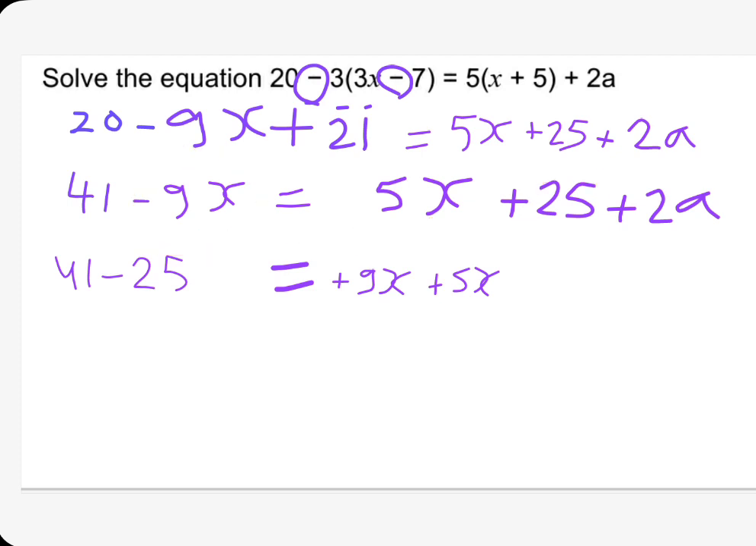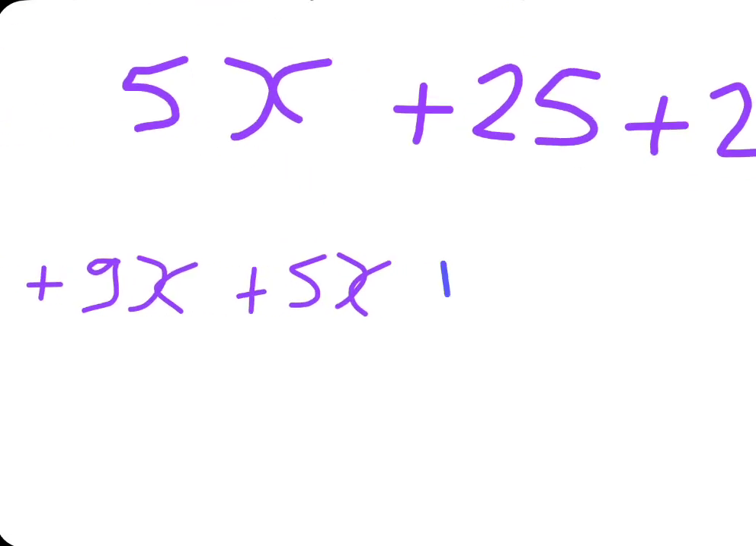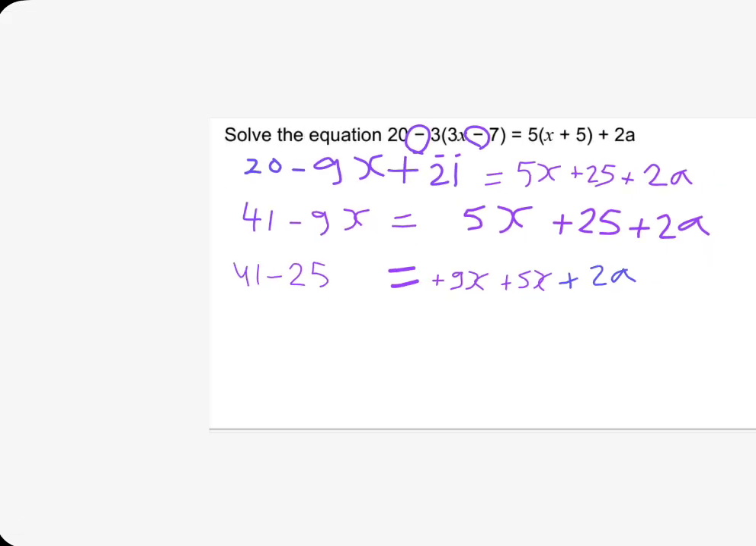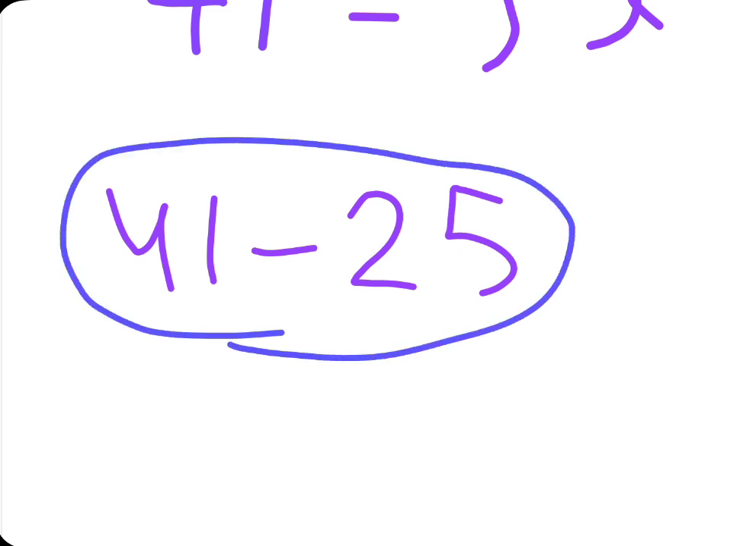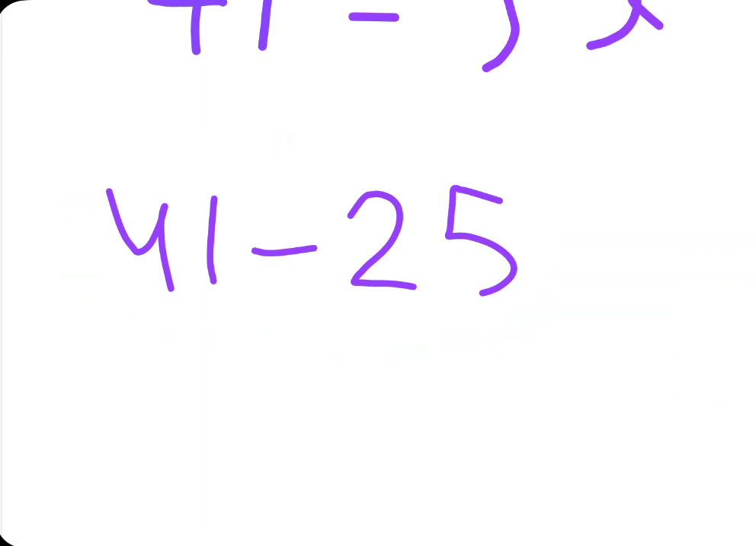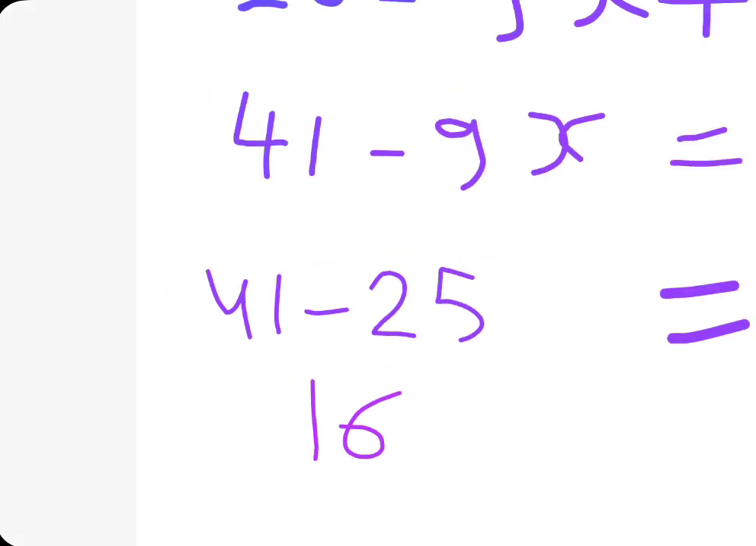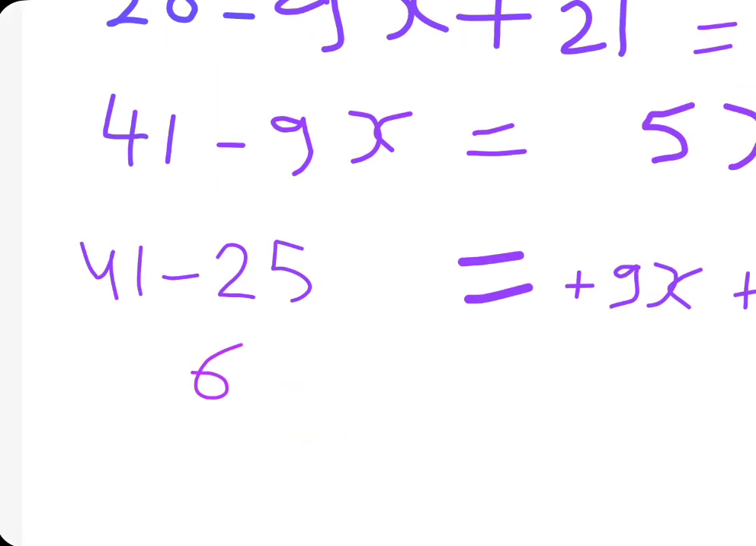Now, what's after the 25? We have 2a. So we write plus 2a. Now, here, we have two constants. 41 minus 25. 41 minus 25 equals what? You can use the calculator for that. Very good. It equals 16. Good job. So we write 16 here on this side. Let's make it next to the equal sign.